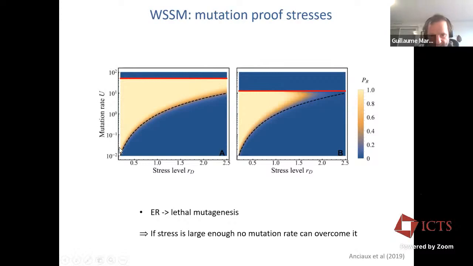You can see that there is a sharp analytic threshold we derived for where this area is. These are the conditions of mutation rate and stress levels where you can do rescue. And there are some areas of parameters where you cannot do rescue whatsoever, because to overcome the environmental shift, you need mutation rates that put you in lethal mutagenesis, so you don't do it anyway.